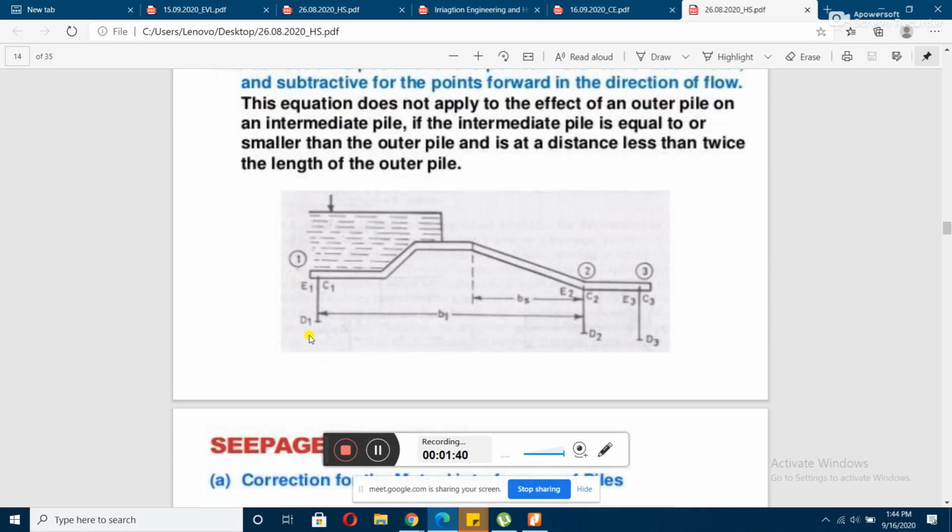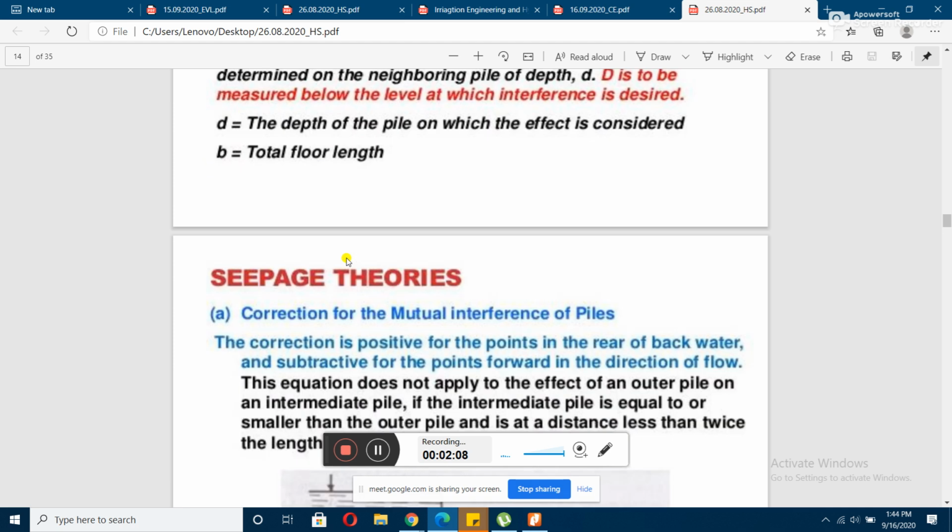We have found out the values for E1, C1, D1 and E3, C3, D3 considering the first simple structure, or simple profile you can say. So in the first profile you have neglected this intermediate pile, but for this intermediate pile we have seen that there will be a change of C1 and E3. So it has to be incorporated in the value that you have found out from the first simple profile, right?